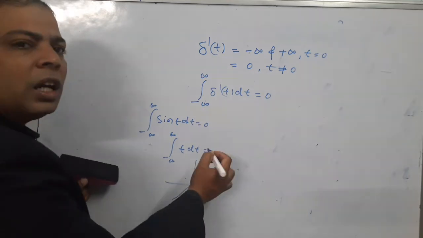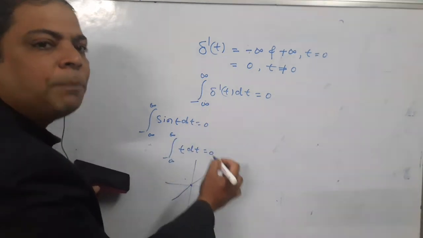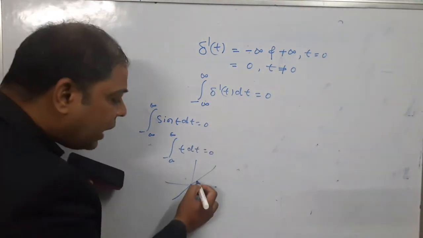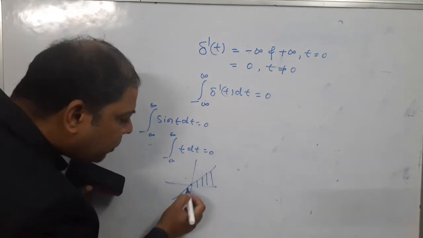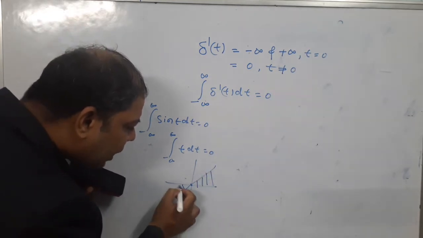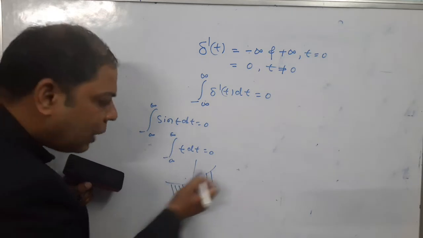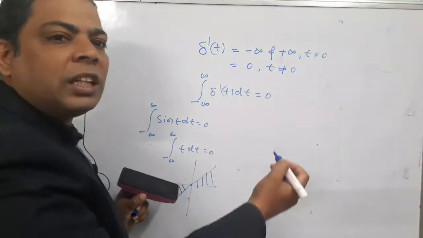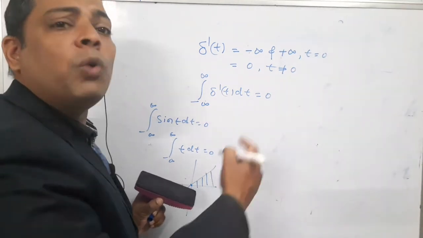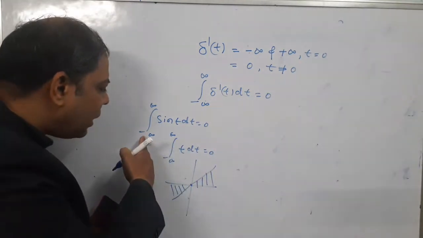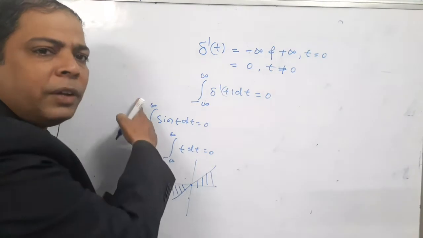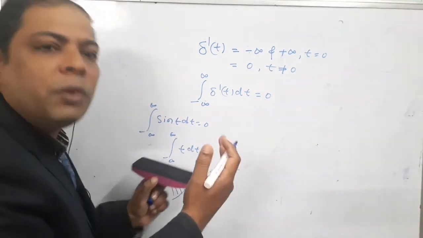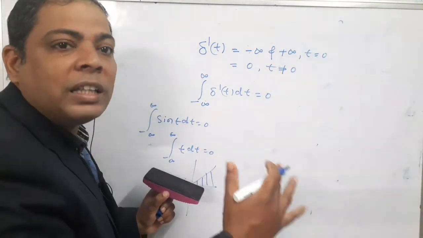Any odd function you integrate from minus infinity to infinity, the value will be equal to 0. Why? Because the area under the curve, this is positive area, this is negative side area, so the total area is equal to 0. What is the meaning of integration? Integration is nothing but area under the curve. You are putting the limit from minus infinity to infinity, so we are evaluating the area under the curve from minus infinity to infinity.